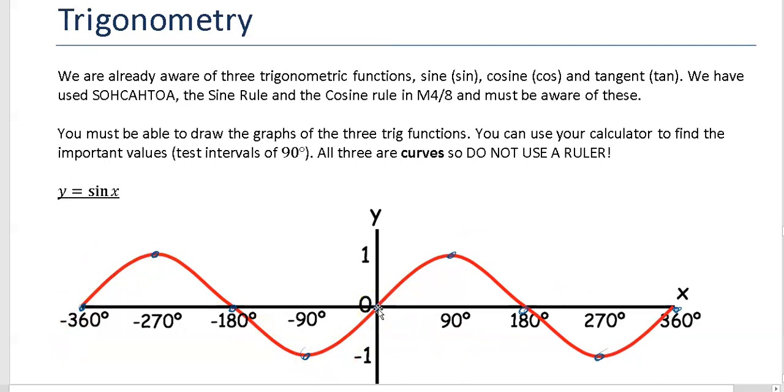It is worth your while learning those. Sine of 0 is 0. Sine of 90 is 1. Sine of minus 90 is minus 1. It's worth your while remembering those. And as well, the values for 0, 90, 180, 270, and 360 would be worth remembering. So learn off what they are. It will make life a lot easier for you.